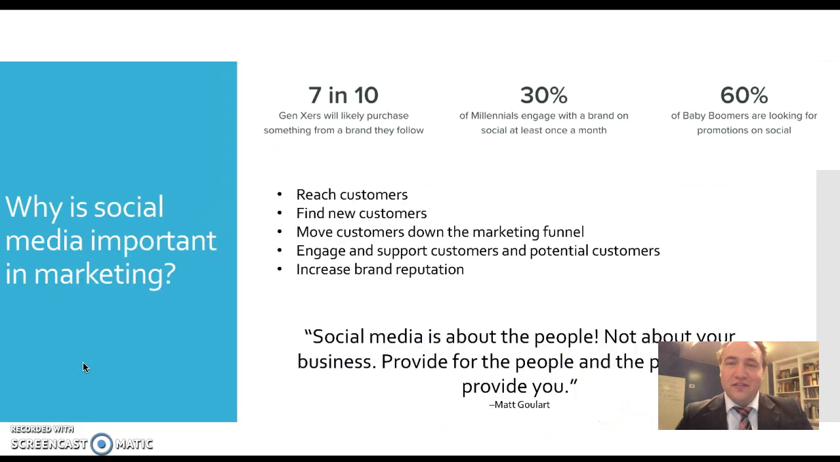I think we all kind of know innately how social is important. Basically, this is where people are. Gen Xers, millennials, baby boomers, people are looking to brands on social to engage, to find offers, to get help with the product. It's an important platform for brands to be able to communicate with existing customers, to find new customers, and to help customers move down the purchase cycle and marketing funnel.